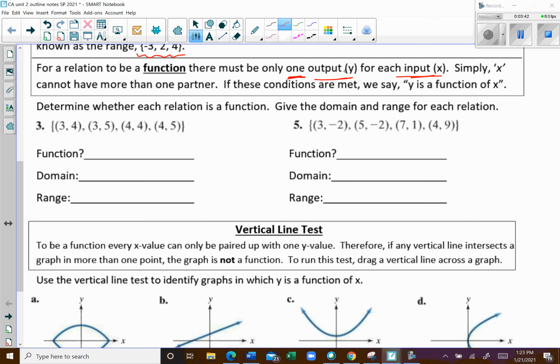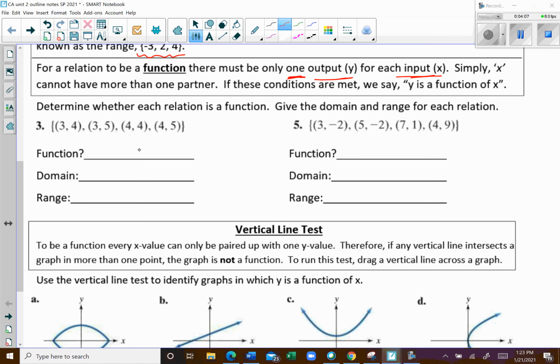Functions, you want to picture it like a machine. You put something in and one thing is supposed to come out. You don't want to get multiple results. And so usually we use functions for data and stuff like that. Here we're going to determine whether each relation is a function, and then we're going to list the domain and range for each relation.